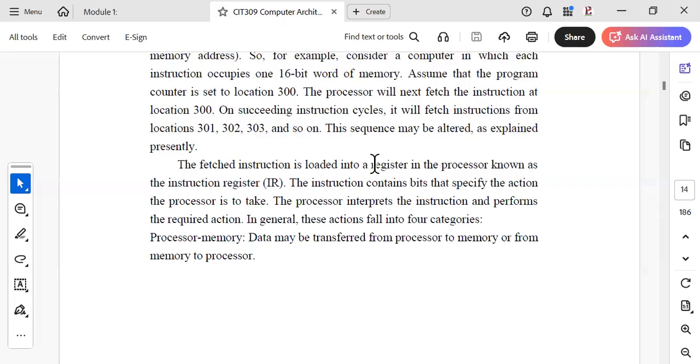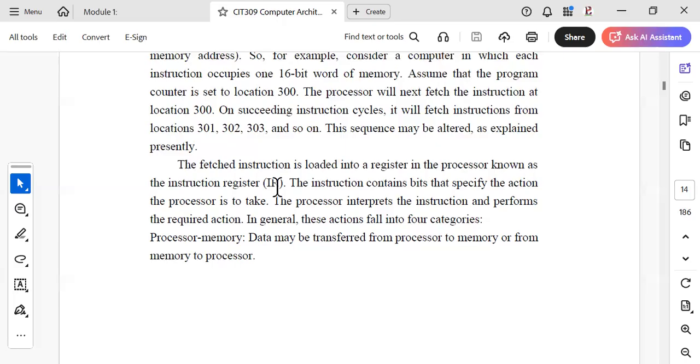Now they are even revealing more. They did not stop at just letting us know that an instruction is fetched, understood, and executed. They are also telling us where it is done exactly. So when the CPU fetches an instruction from the RAM, it is loaded into a register in the processor known as the instruction register, IR.